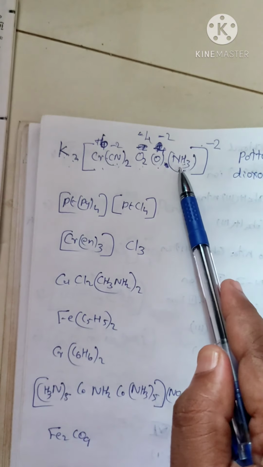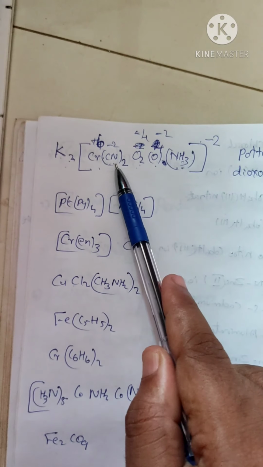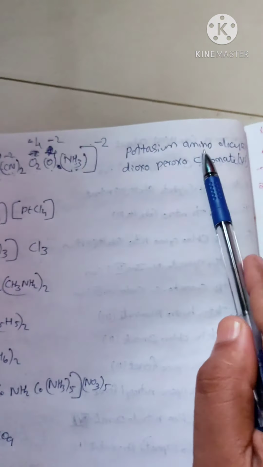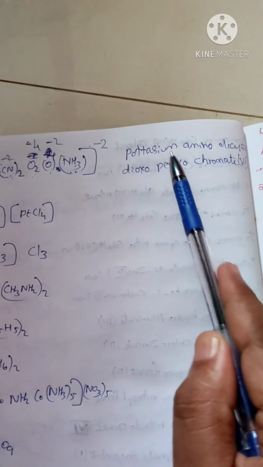So we have the charge, we have the ion potassium, and then we have ammine, cyano, oxo, peroxo. So the order will be ammine first, then dicyano second, then dioxo, then peroxo. So the name will be potassium ammine dicyano dioxo peroxo chromate 6.